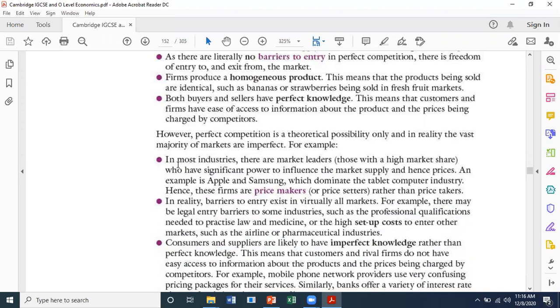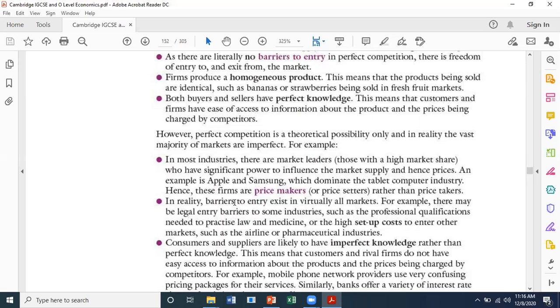Now, in most industries, there are market leaders, those with a high market share, who have significant power to influence the market supply, hence prices. An example is Apple and Samsung, which dominate the tablet computer industry. Hence, the firms are price makers or price setters rather than price takers. Makes sense? Since they are dominating, they are the pioneers. Whether it's about tablets or smartphones, they set the trend.